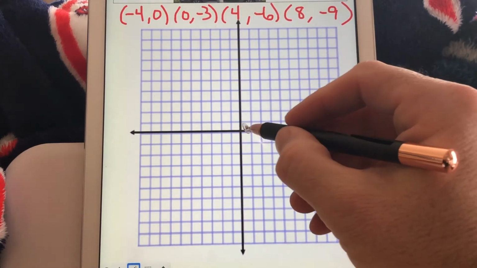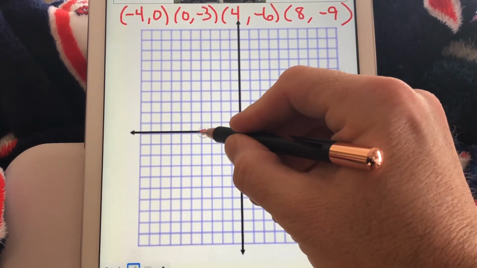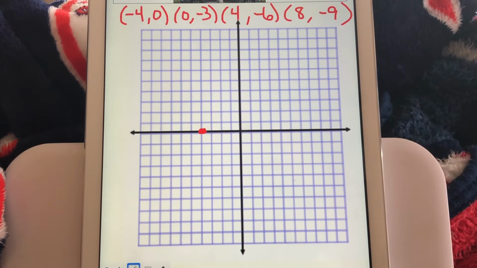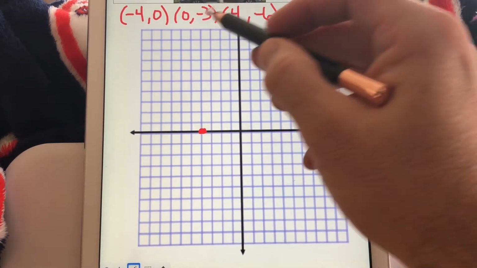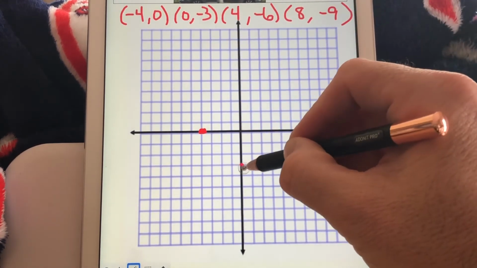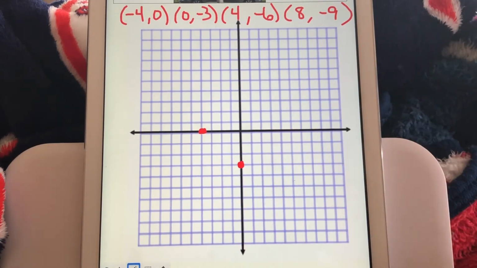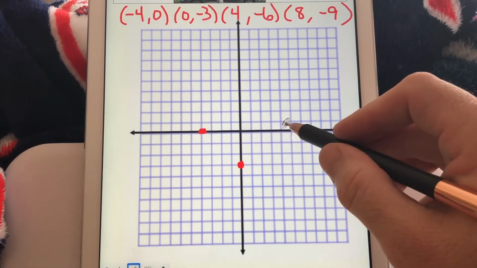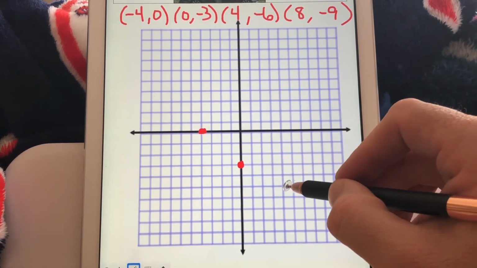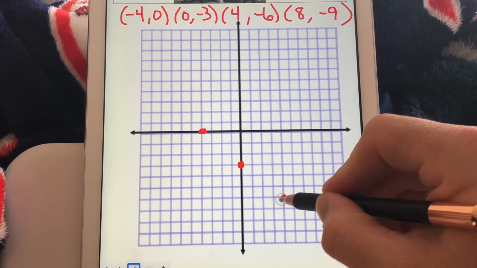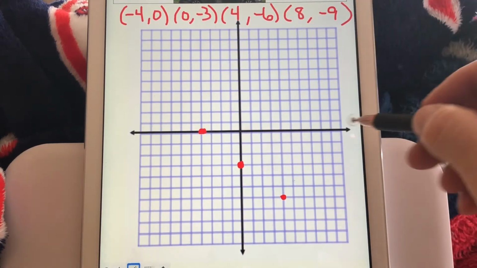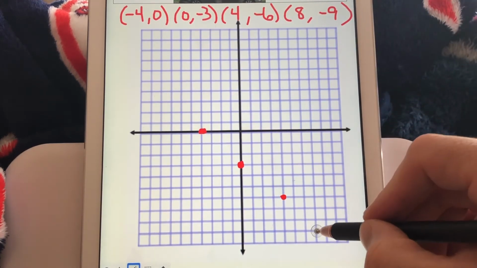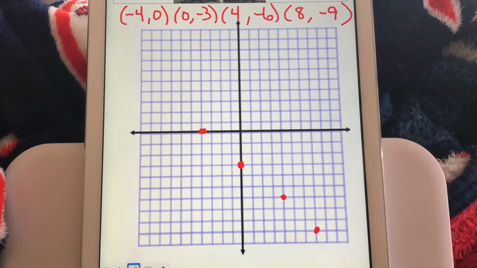So the first one, negative 4 means left 4 units. Don't go up or down any because the y-coordinate's 0, so that's that ordered pair. All right, next is 0, negative 3, so I'm just going to go down 3 units and put a point there. Next ordered pair is 4, negative 6, so right 4 units, down 3, 4, 5, 6. Okay, and then the final point was 8, negative 9, so right 8 units, down 9 units. Okay, so there's the graph of that function. y equals negative 3/4 x minus 3.